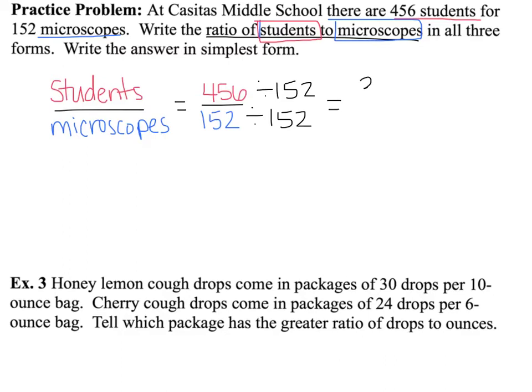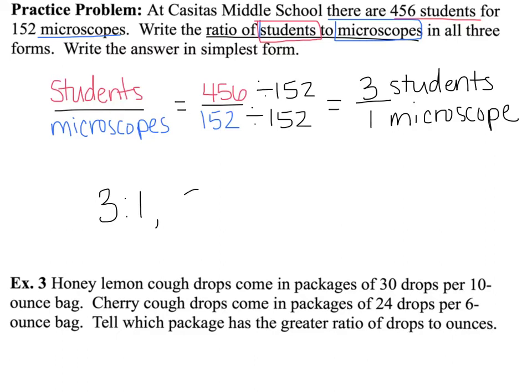Luckily, that ends up with 3 over 1. 152 goes into 456 3 whole times. So the ratio of students to microscopes is 3 students for every 1 microscope in simplest form. So to write it in all 3 forms, we have 3 to 1, 3 to 1, and 3 to 1. So the ratio of students to microscopes would be 3 to 1.